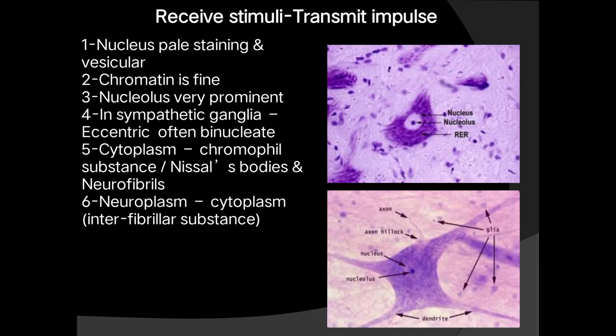Next point. They receive stimuli and transmit impulses. How is it possible? We have to see that the nucleus is pale staining and vesicular, and the chromatin is fine. Next point, the nucleus is very prominent in sympathetic ganglia. If centric, often a binucleate nucleus is there, we can see here. Then the cytoplasm has chromophil substance, Nissl granules, and neuroplasm.